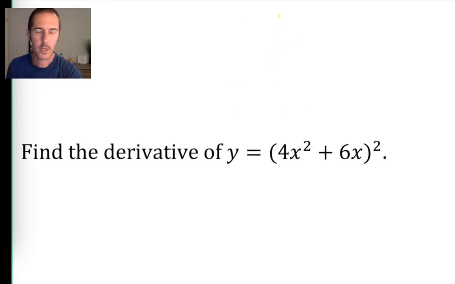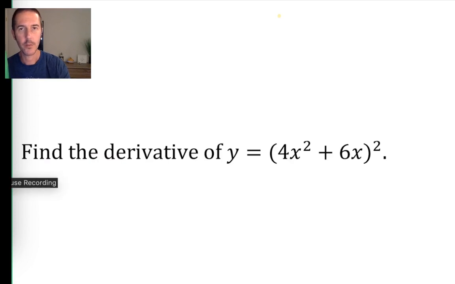This is kind of mean. We're going to learn in the very near future a faster way to do this problem, but at the moment, in order for you to solve this, you're going to want to FOIL this, combine like terms, and then take the derivative using the same process that we just did.